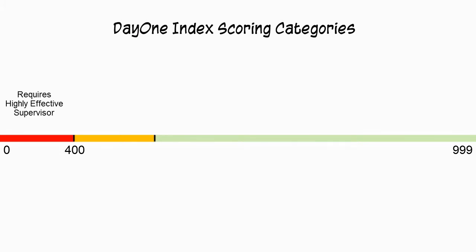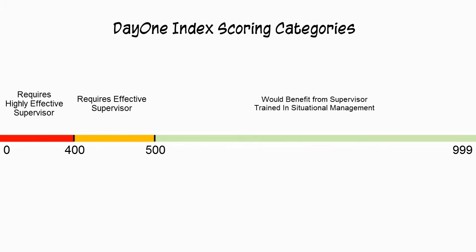Below 400 means that the individual requires a highly effective manager, very skilled in situational management. Between 400 and 500, the individual is going to need a fairly effective manager with some situational management skills. And then finally, scores above 500 indicate an individual who would benefit, as we all would, from a manager trained in situational management principles.